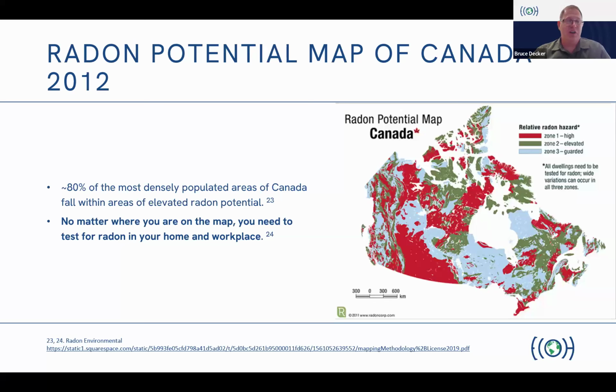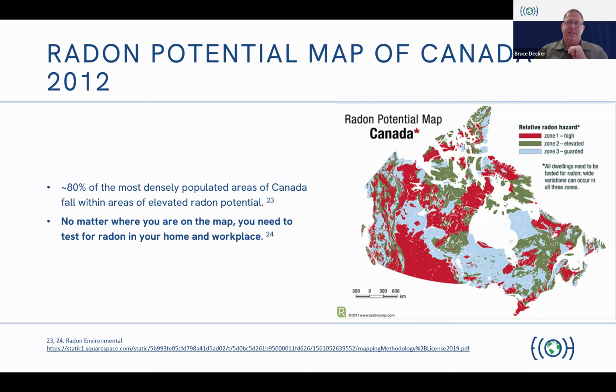Now, when I first started in radon, everybody said, well, we need a map. Tell me where there's a map and tell me where I need to test and where I don't need to test. So there is a radon map of Canada. It's called the Radon Potential Map of Canada. And this is produced by Radon Environmental Corp. And it has a bunch of geological data that gives you a potential idea of where radon may be more prevalent in Canada and in a building.